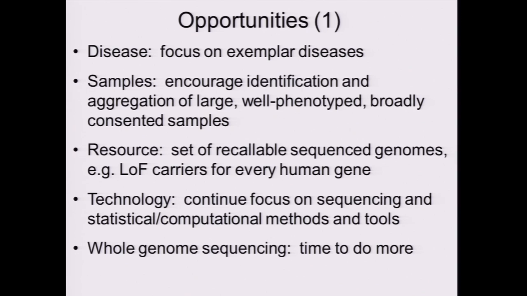Samples. Despite my comment and Eric's nice slide in terms of samples available from GWAS, we really want to encourage identification and aggregation of large, well-phenotyped, broadly consented samples, because we will need more. And for many of those, the samples are not ideal in terms of all of those characteristics, in particular for callback. In terms of a resource, a set of recallable sequenced genomes, for example, loss of function carriers for every human gene, would be a cool thing to have.